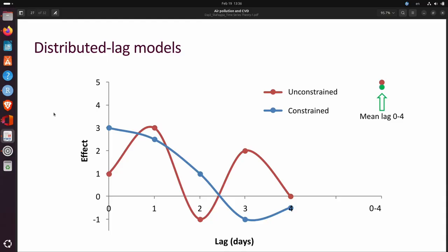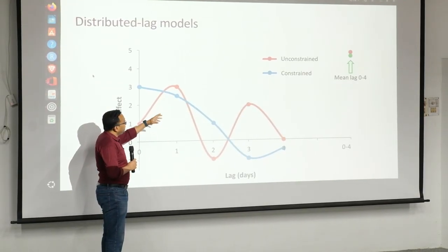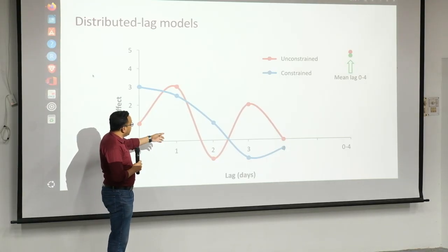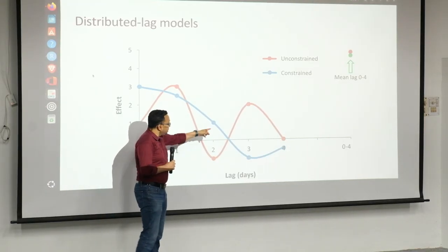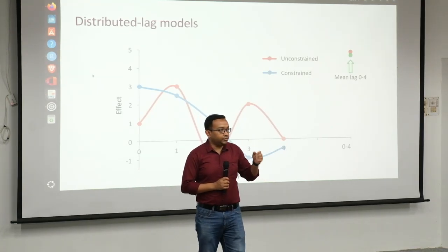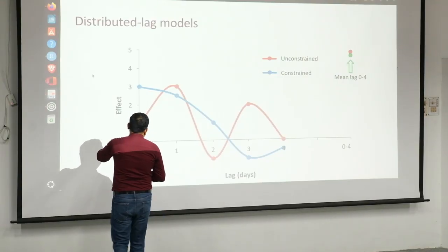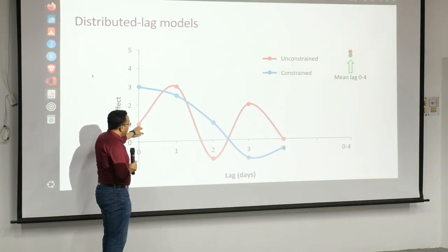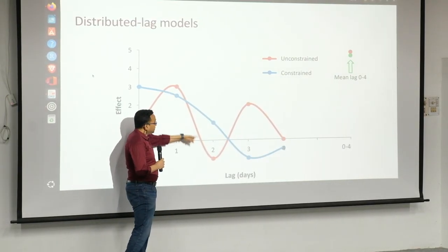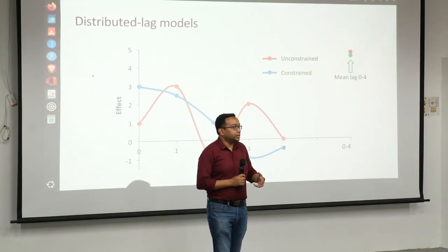So if you did the unconstrained one, you can ignore the lines and just focus on the points. If I did an unconstrained analysis by putting in these lagged models, so this is 0, 1, 2, 3, 4. So if those 5 lags were put into the same model and if you run it, the effect estimate for lag 0 will, let's say, be here, effect estimate for lag 1 is here, lag 2, so it is jumping around because of the issue of collinearity.